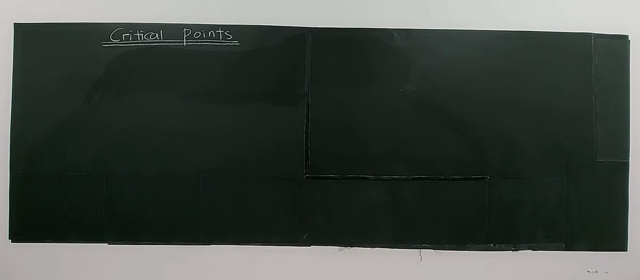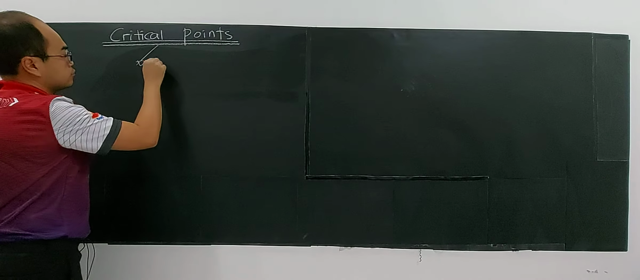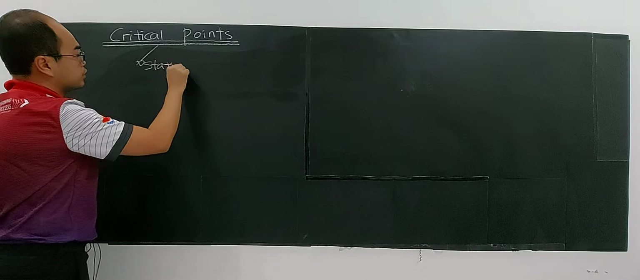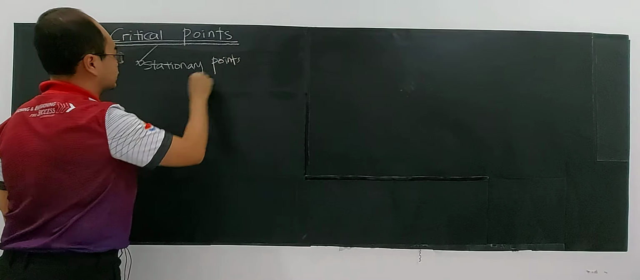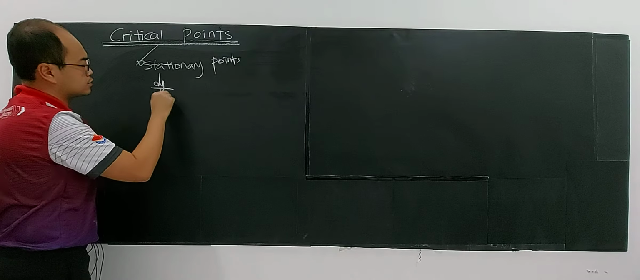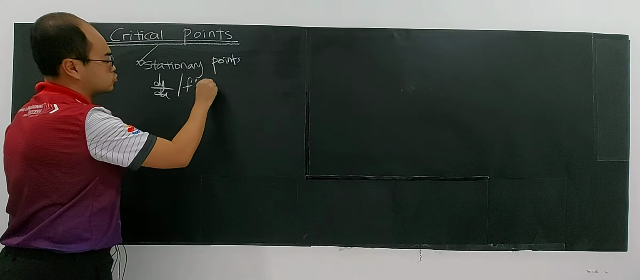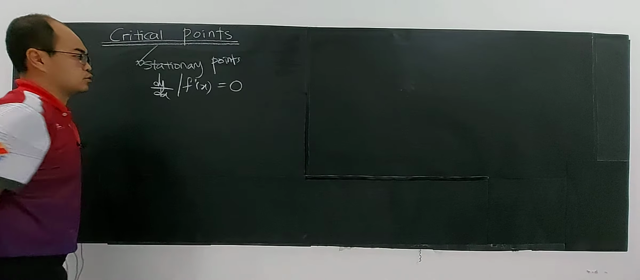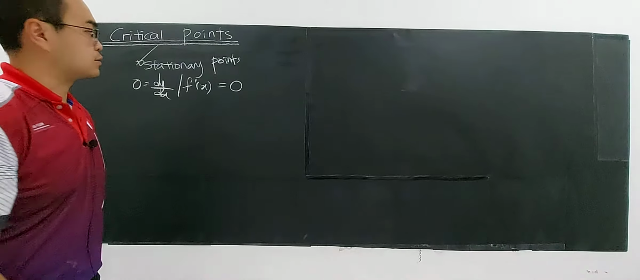Alright, in this video we're going to talk about critical points. Critical points consist of stationary points. A stationary point is a point where dy/dx, or f prime x, is equal to 0. Alright, dy/dx equals 0 or f prime x equals 0.